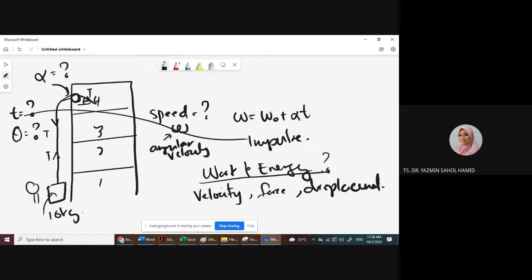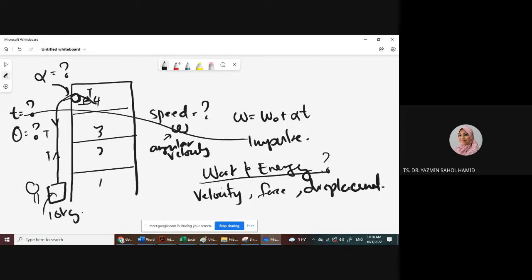However, your project must consist of all these topics: kinematics of rigid body, and plane motion of rigid body, that consists of the method of impulse and work energy. So you have to be creative. This is just one example. There are many, many different types of examples.